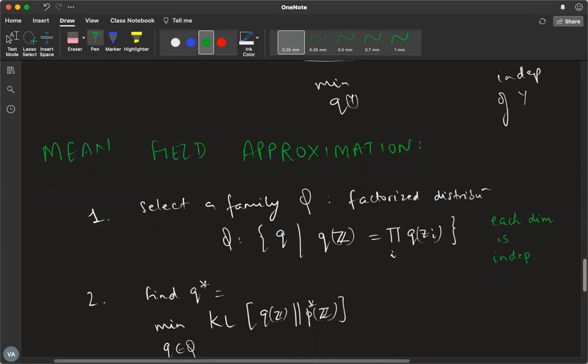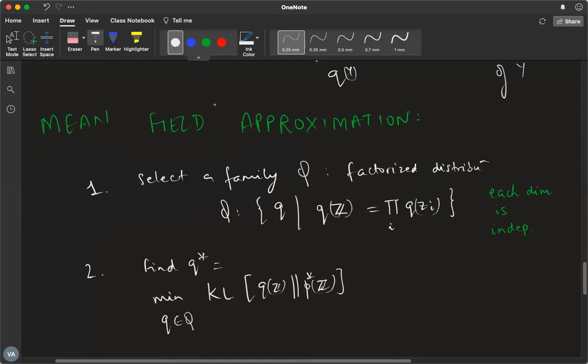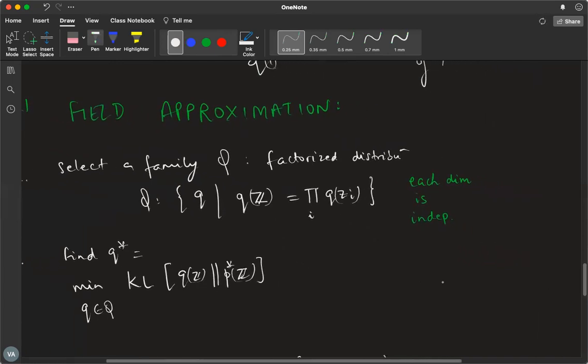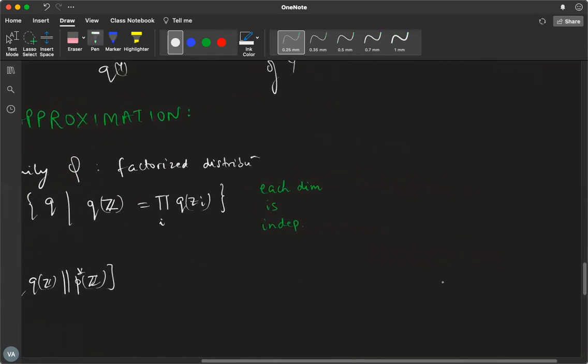Okay, so this is the kind of distribution which we assume, and it's easy to work with, right? How is it easy? Since each dimension is independent, you can factorize it in this way. The joint distribution can be factorized in this way, and this factorized distribution is very easy to work with. Like if I ask you, can you draw the dependency graph, the graphical model?